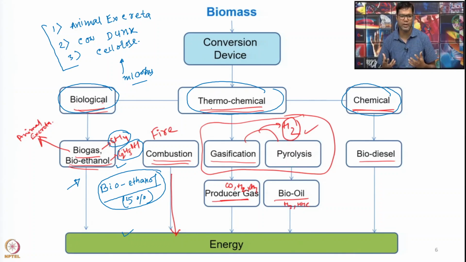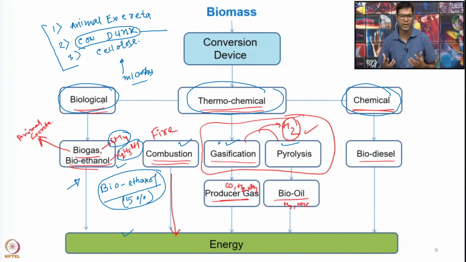Next we come to the thermochemical process. Previously it was only a thermal process, but here the chemical process is also done. In the thermochemical process, there are combustion, gasification and pyrolysis. In the combustion process, suppose we use tree leaves; cow dung is also a source of biomass.